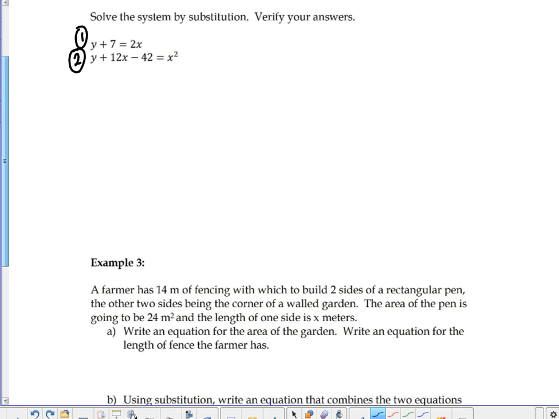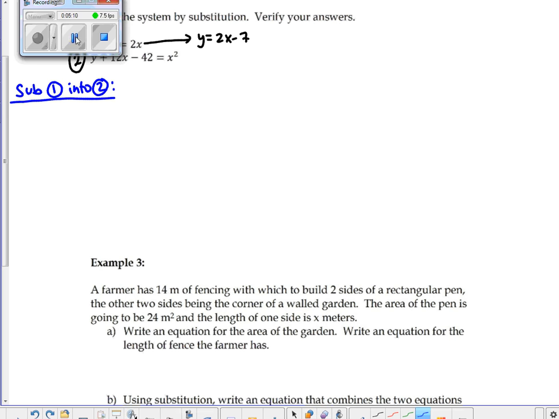Let's rearrange this equation. What is it? Y equals 2x minus 7. Okay, so sub 1 into 2. And then you guys do the rest. I just wanted us to be on the same track, same route. I'll pause this.